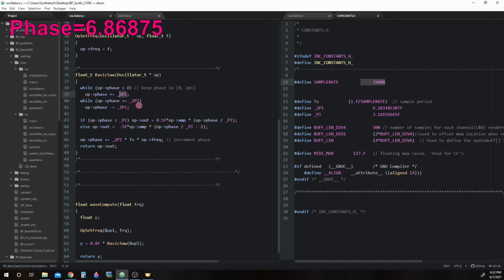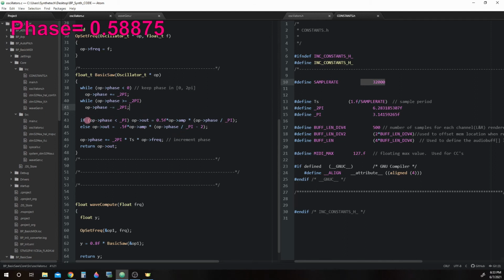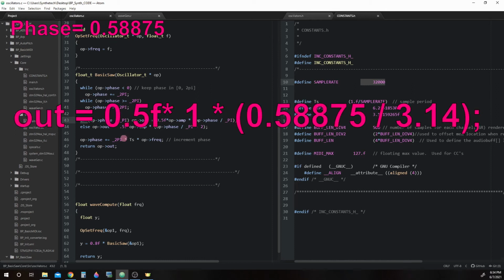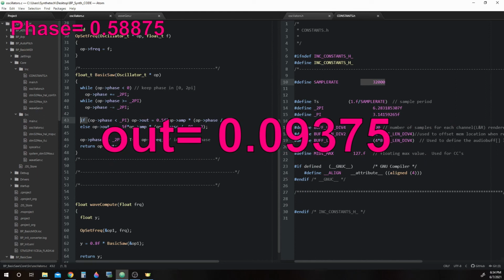But now the value of phase is greater than 2 pi. So now we must take 6.86875 and subtract 6.28 from it. Now phase equals 0.58875. We are less than pi again, so we go back to using the if method. Now we plug in our new numbers, and out equals 0.5 times 1 times 0.58875 divided by 3.14, which evaluates to out equals 0.5 times 1 times 0.1875, with a final value of out equals 0.09375. We are now going back up in values in the positives of our waveform.